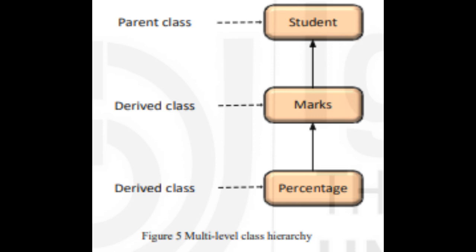/* Using super to overcome the name hiding */ class A { int i; } /* Create a subclass by extending class A */ class B extends A { int i; // this i hides the i defined in class A. B(int a, int b) { super.i = a; // i defined in class A. i = b; // i defined in class B.